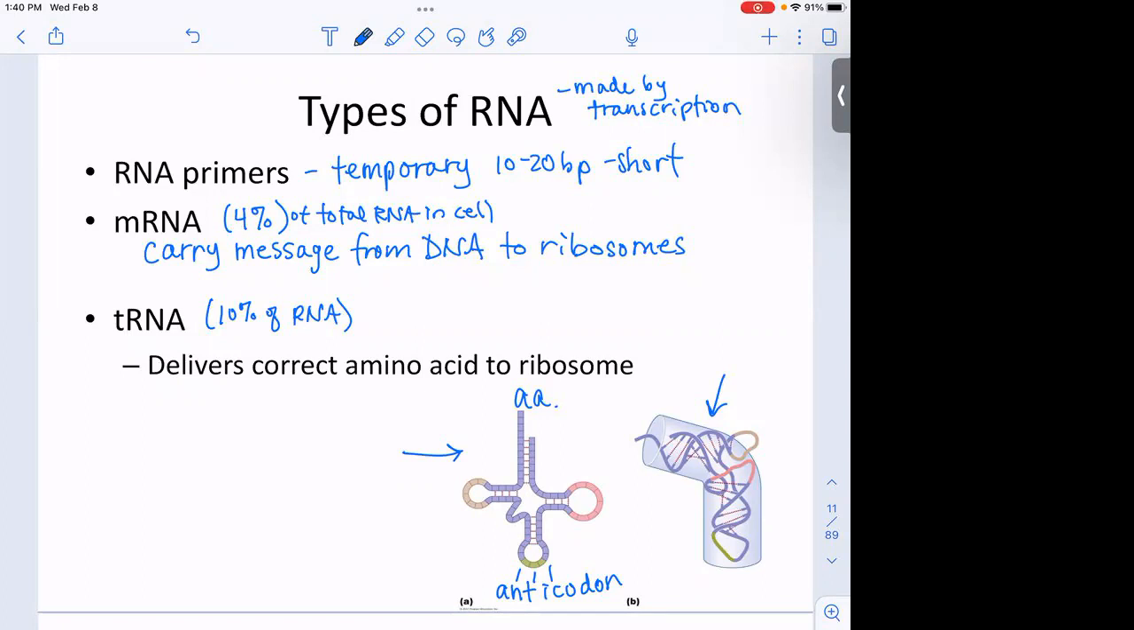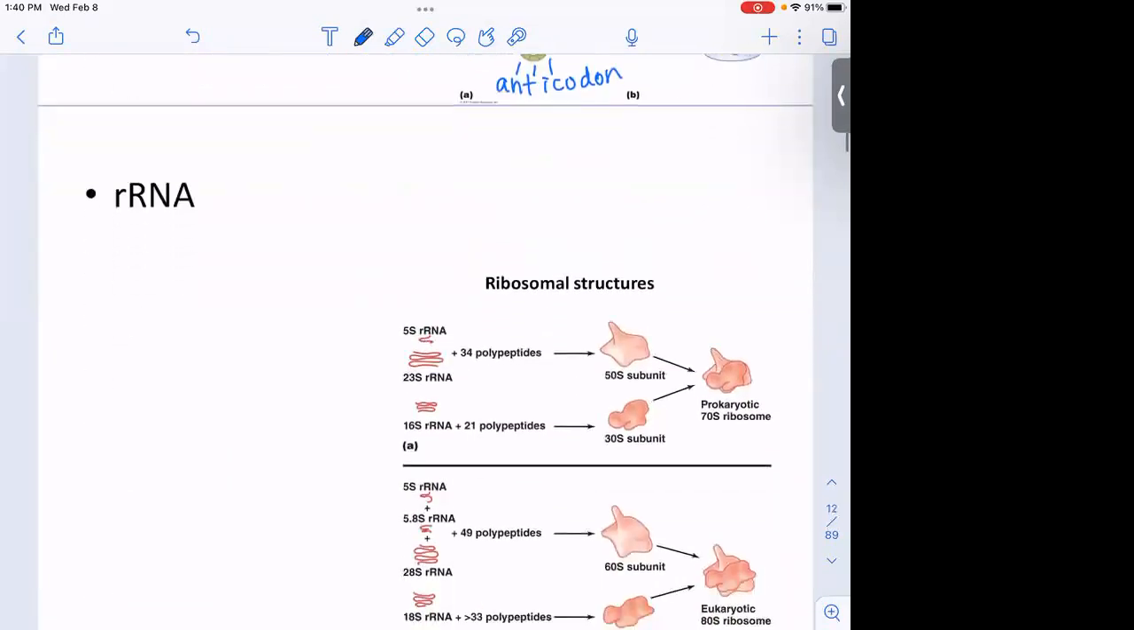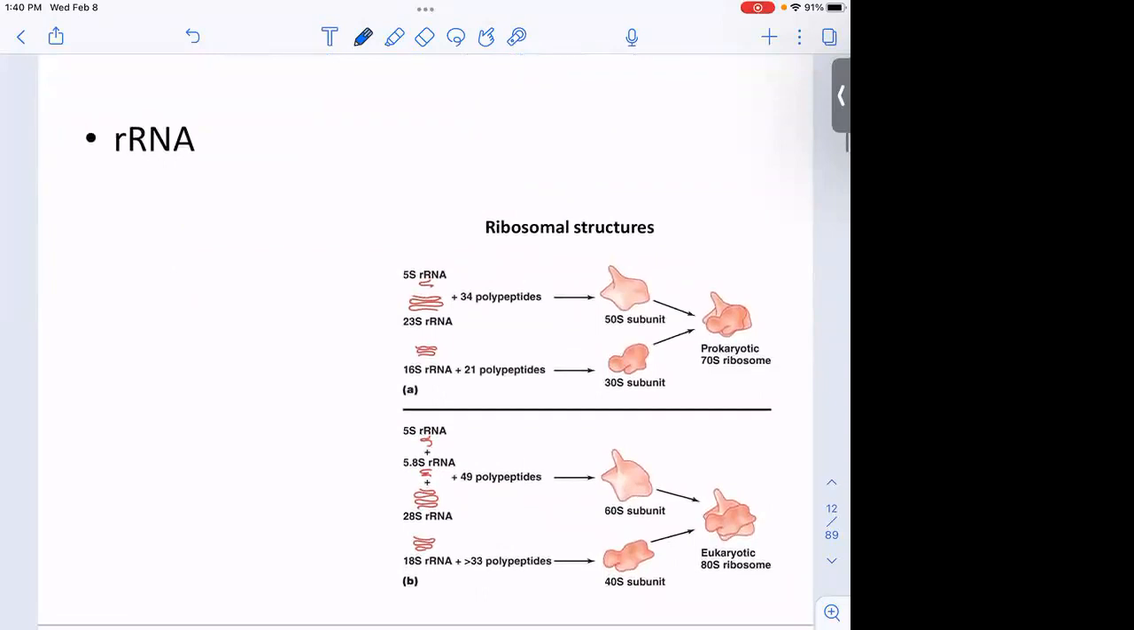Okay, so what kind of RNA is left? What's the other kind of RNA? Right, ribosomal RNA. It's the one that everybody forgets about. I do sometimes, but that's about 85% of the RNA in the cell. And this is the dominant molecule in the ribosomes.